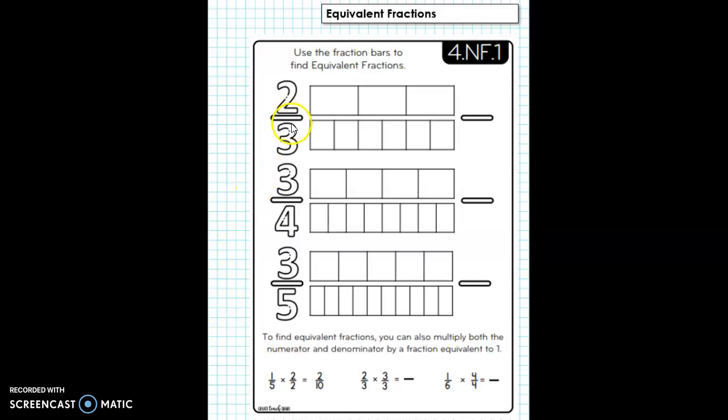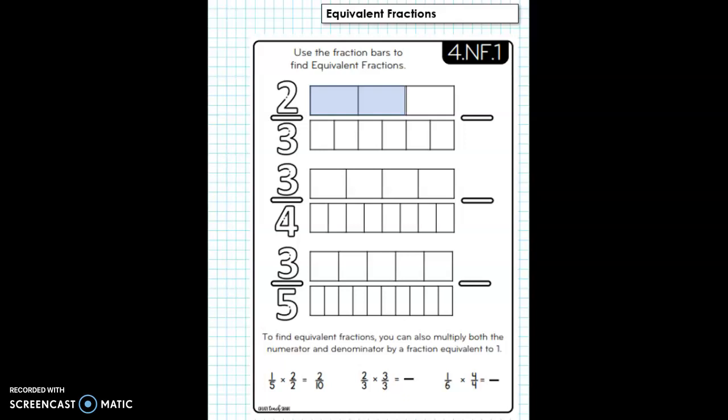So first we're going to look at 2/3 using fraction bars. The top fraction bar is split into 3 pieces because our denominator is a 3. We will shade in 2 of those pieces because the numerator 2 tells us that we have 2 out of 3 pieces.